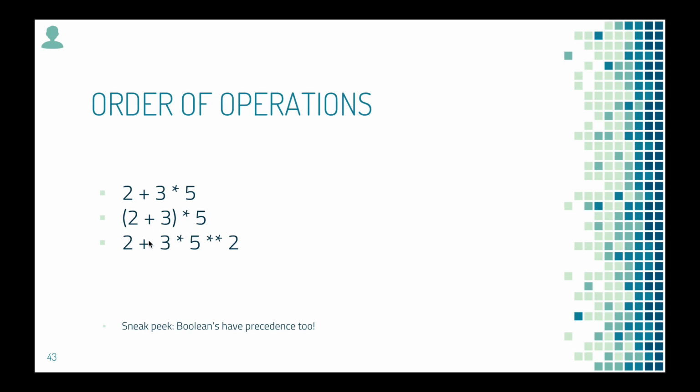Okay, on this line, we have 3 operations. We have an exponent, we have a multiplication, and we have an addition. So we're going to go ahead and do that exponent first. So 5 squared is 25, times 3 is 75, and plus 2 is 77. So we did exponent first, then multiplication, and then addition.